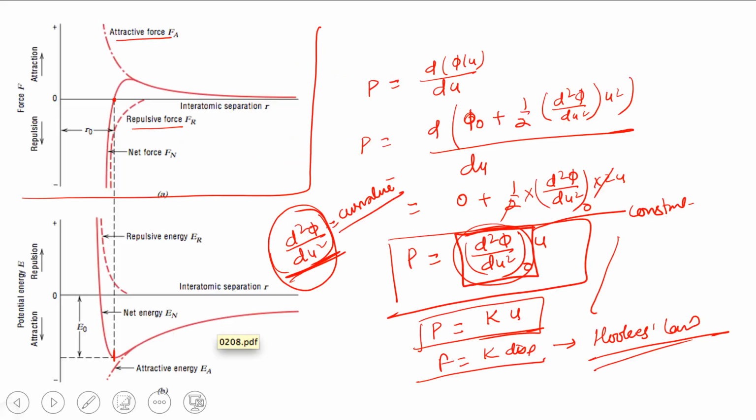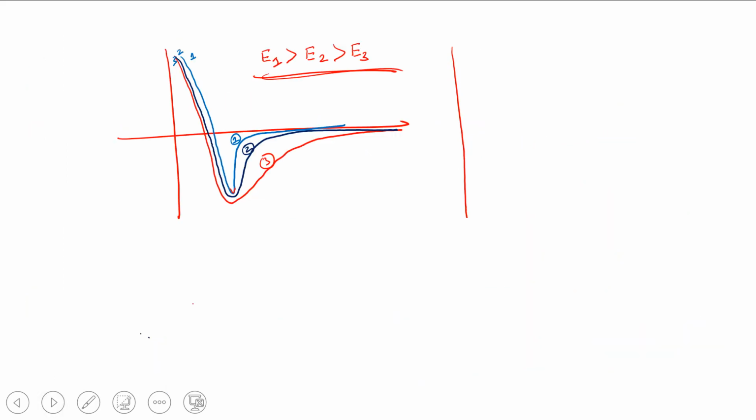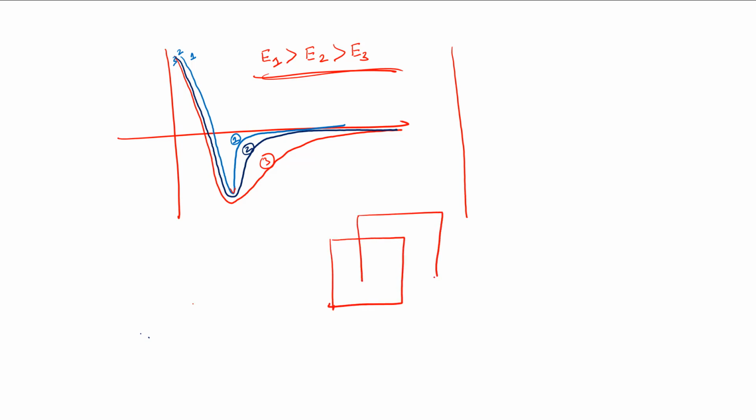And guys, now from here you have understood that this is Hooke's law, and this d2 phi by du square is nothing but the elastic constant, right? And this term, that is the phi u, is a function of distance between the atoms, right? So the distance between the atoms will be different in different directions.